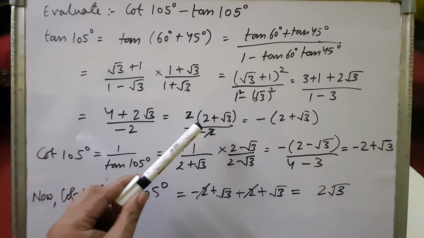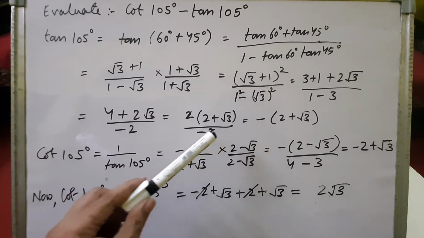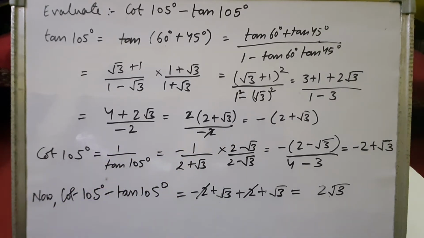So take 2 common from the numerator and then cancel out. What we'll get? Minus 2 minus root 3. Right? So the value of tan 105 degree is minus 2 minus root 3. Let's calculate the value of cot 105 degree.